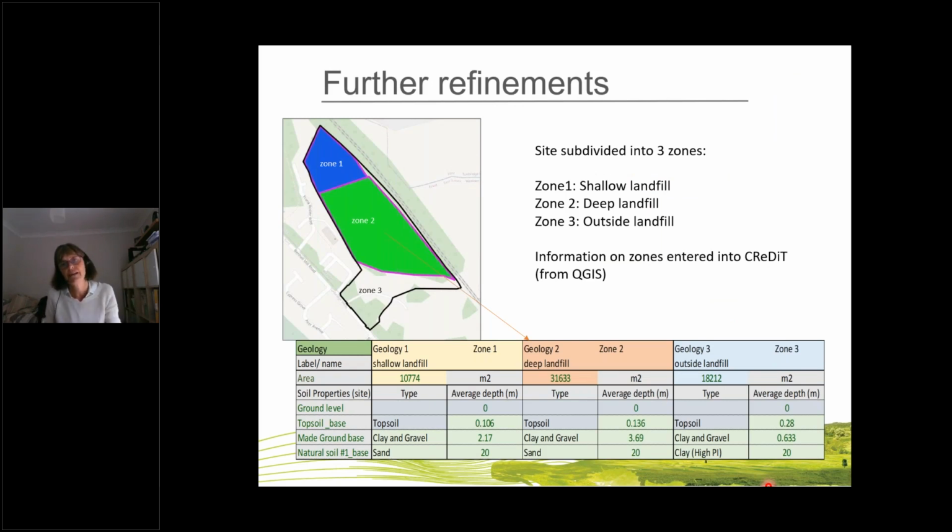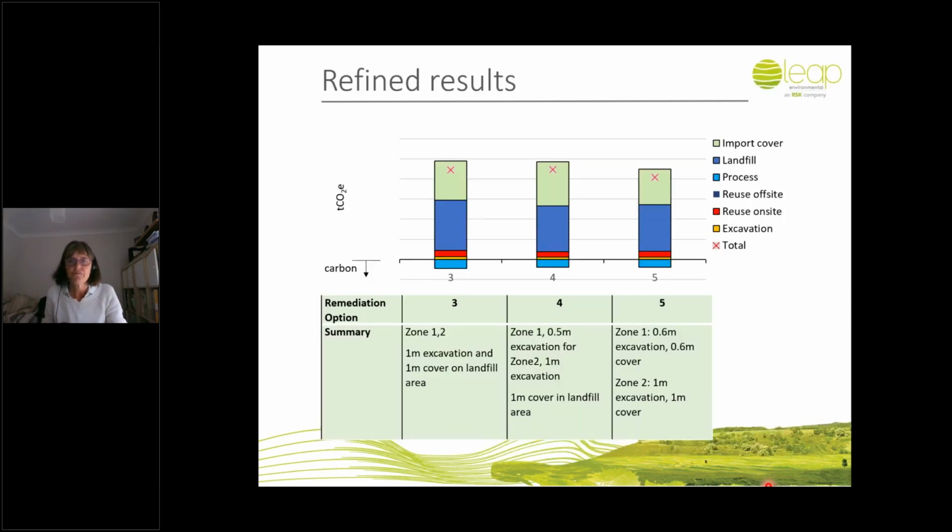We thought about it in different landfill areas. And the schematic at the bottom shows you what CReDiT looks like a bit, where we can look at the topsoil and made ground in different areas of the site. And we can apply different remediation ideas to different parts. So in the end, we reran it.